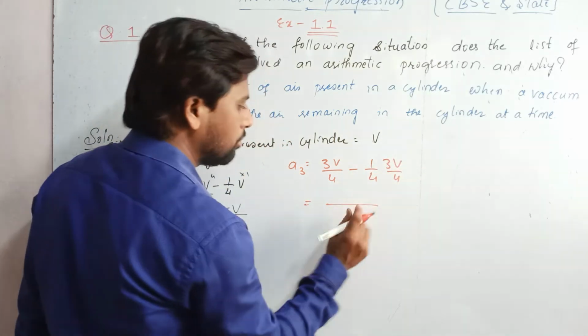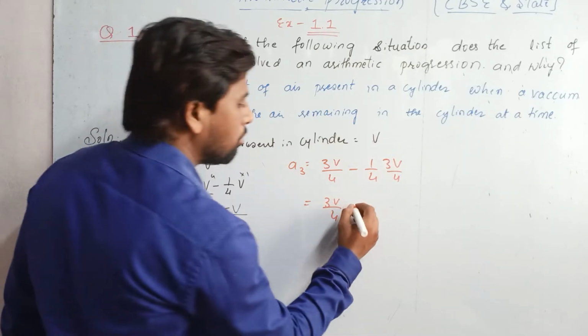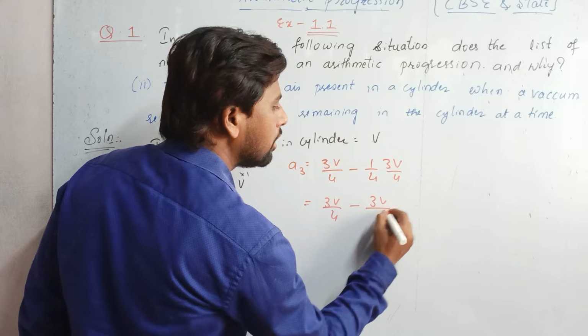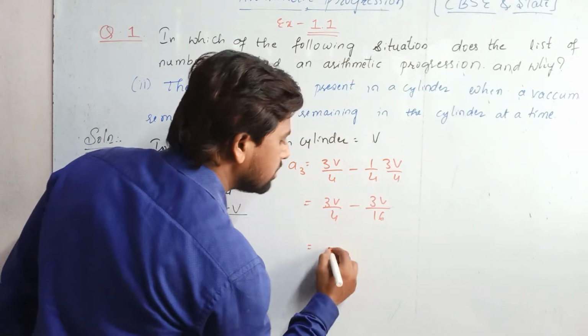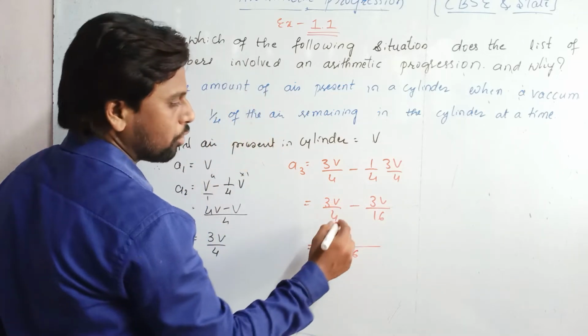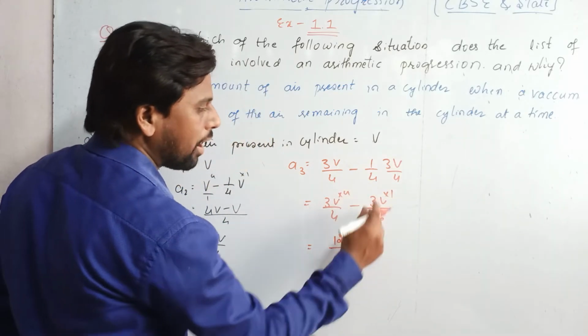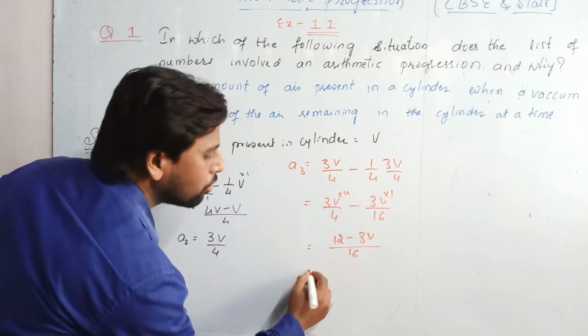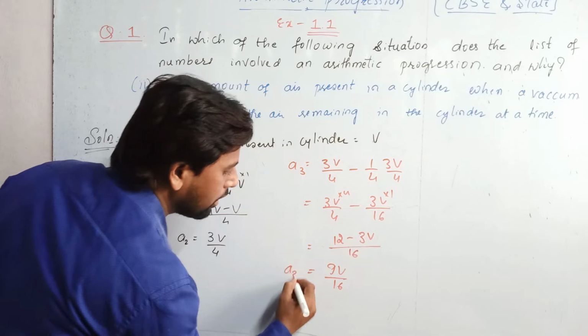So it means 3V by 4 minus 3V by 16, that is 4 fours are 16. So now you take the LCM, that is 16. So 4 ones are 4, 4 threes are 12, minus 3 ones are 3. So what is the answer, students, here? 9V divided by 16.